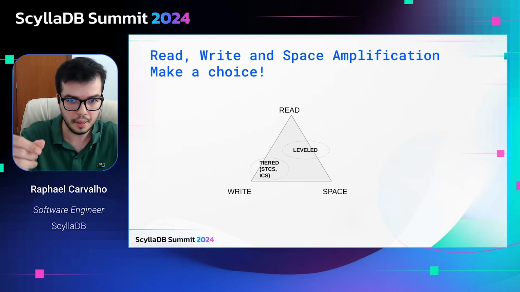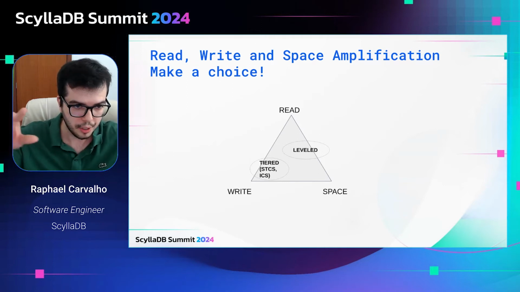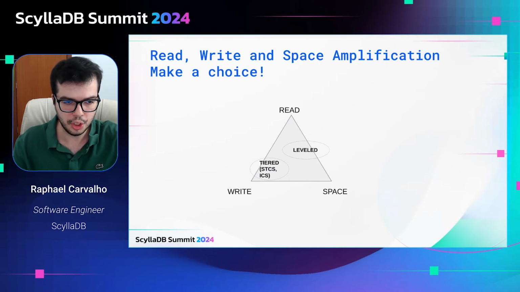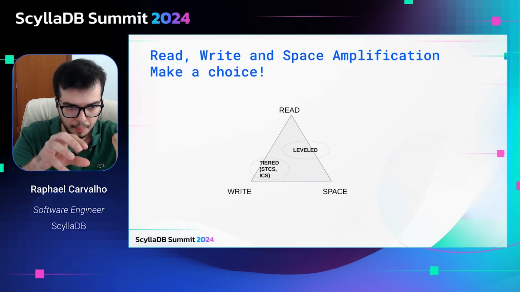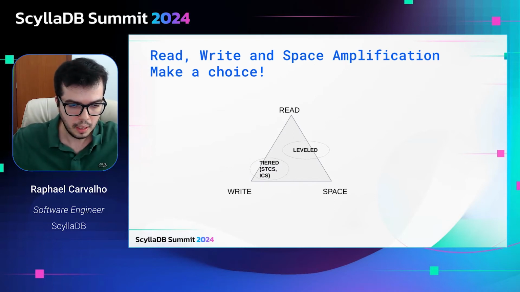So if you look at this three-dimensional efficiency space, which represents the trade-offs, you're going to be able to see that a given compaction strategy is going to be located at a particular place, and it can't cover all the edges of this space. There are trade-offs, and you have to choose.